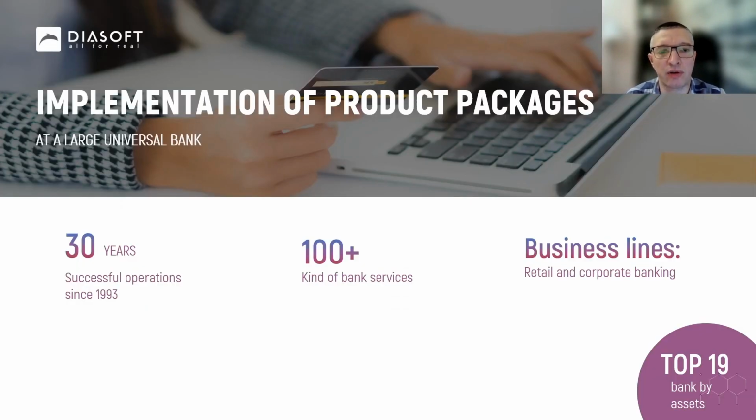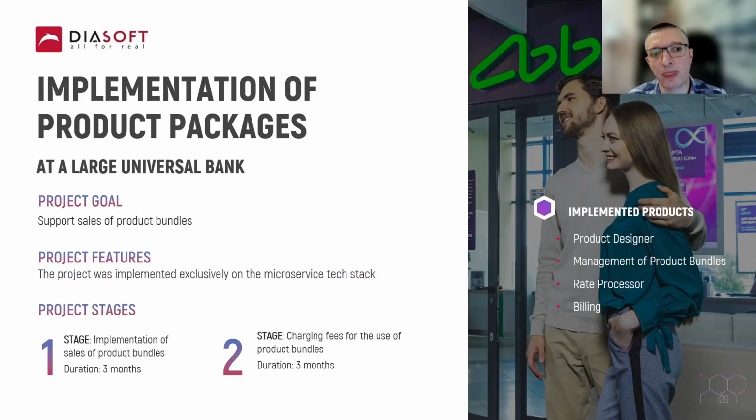Here is another example of a large universal bank that has implemented product factory. This is also a bank from top 20 Russian banks. One of the main project features is the implementation of complex product packages. The bank is focused on sales of product bundles. It took 6 months to implement all products together with Product Factory in 2 stages.